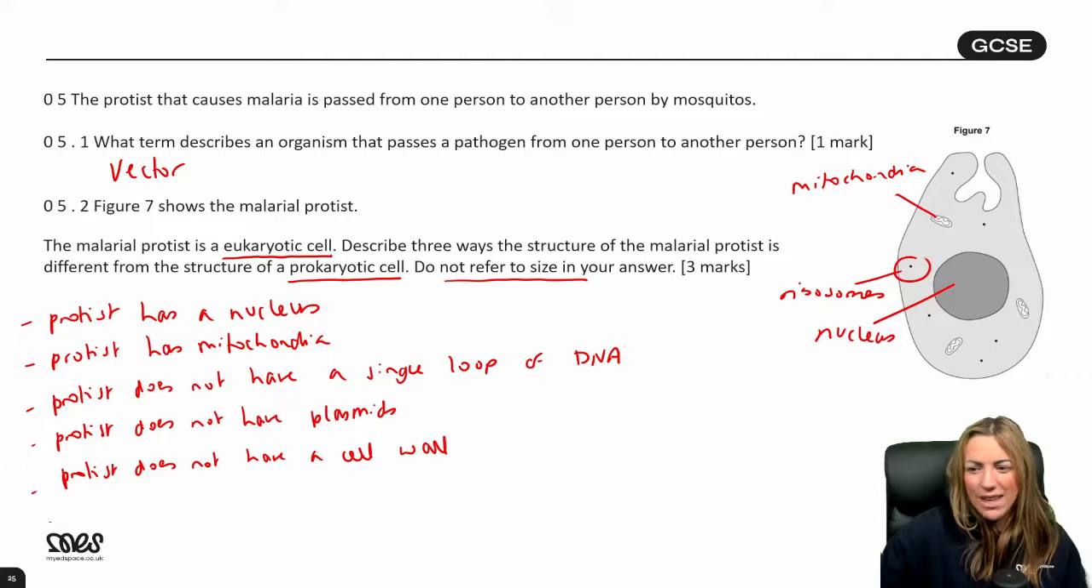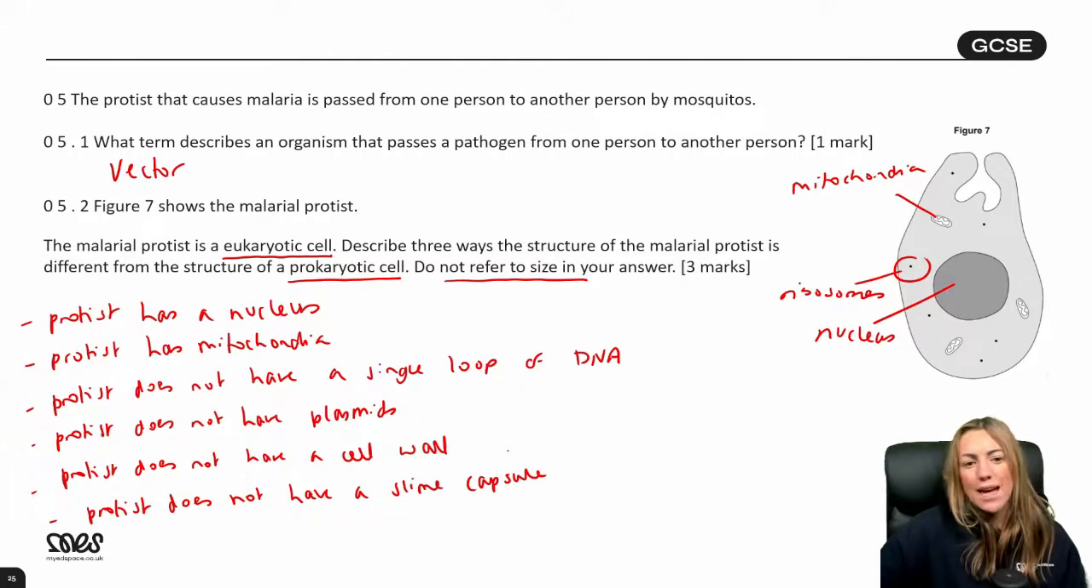Weirdly, they did allow this, which is a little bit strange. They allowed the protist does not have a slime capsule. It's a little bit weird that they allowed that because not all prokaryotes have a slime capsule. Some of them do, but not all. So it's a little bit weird that they allowed that one. I wouldn't have gone for that one because not all prokaryotes do have a slime capsule anyway.